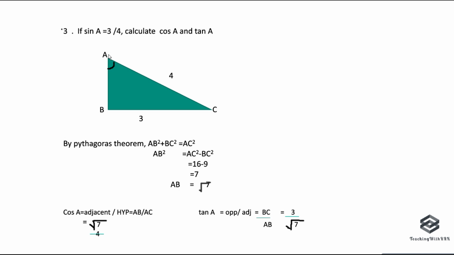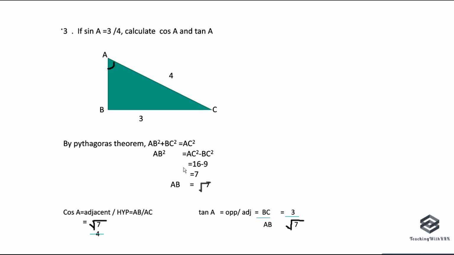Now one side is missing here. Find out that missing side using Pythagoras theorem. By Pythagoras theorem, AB square plus BC square equal to AC square. Therefore AB square equal to AC square minus BC square. AC is 4, BC 3. Therefore 16 minus 9 equal to 7. 7 is AB square. Therefore AB equal to square root of 7.